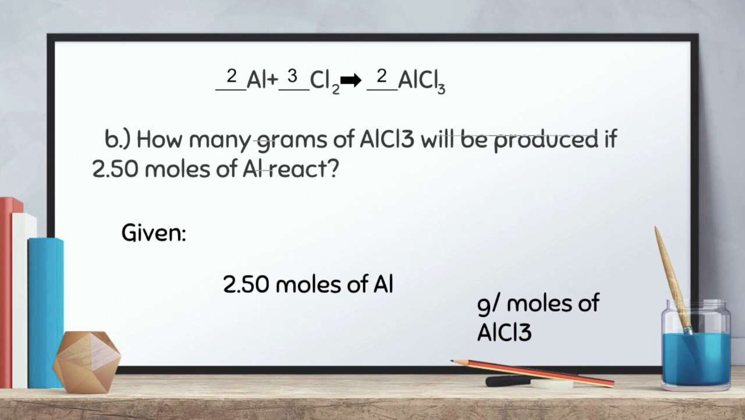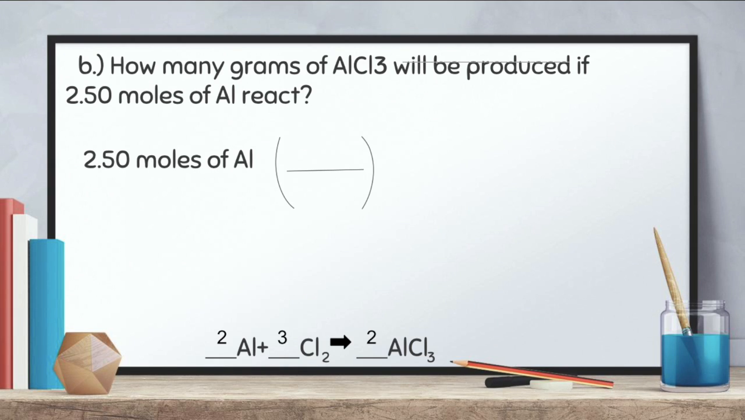For problem B, it says how many grams of AlCl3 will be produced if 2.50 moles of Al react. So what's given is that we have 2.50 moles of Al. We're trying to find how many grams of AlCl3 will be produced if 2.50 moles of Al react.